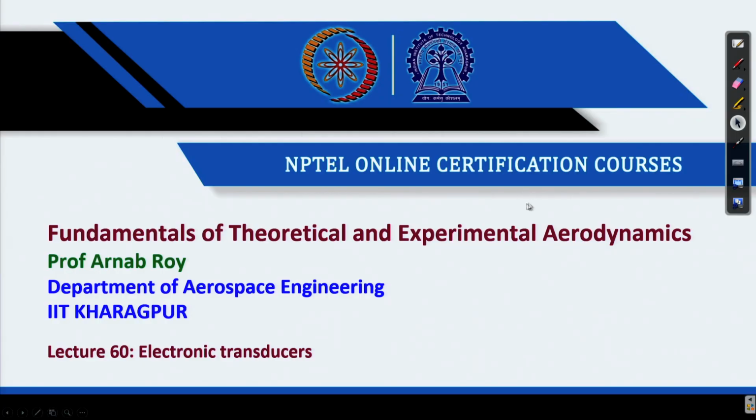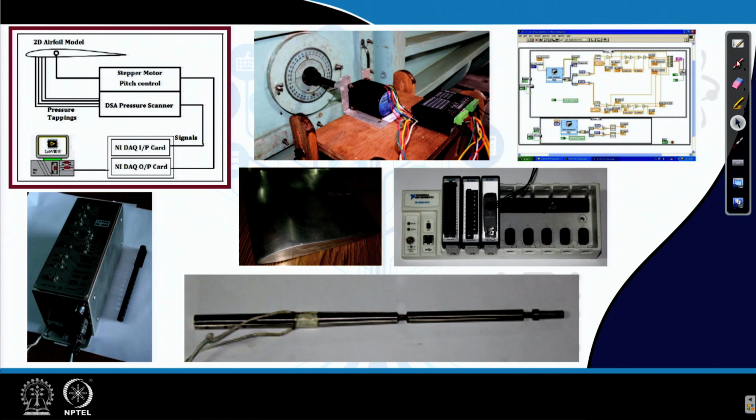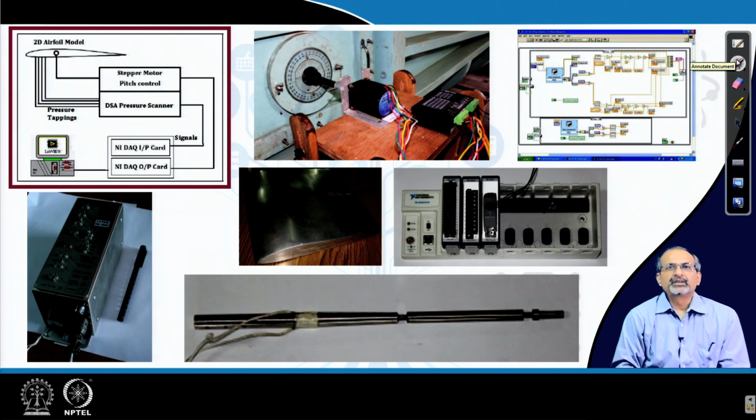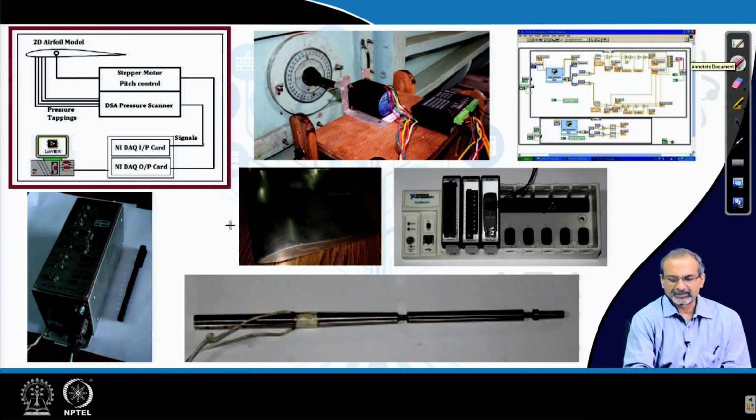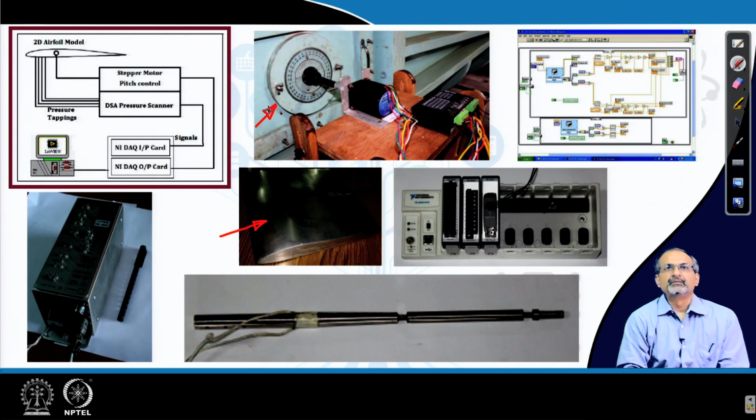In this lecture, let us discuss electronic transducers for wind tunnel experiments. In this slide, we can see a couple of pictures where you can see a small metallic wing model. You can see that the model has been inserted into the test section of the wind tunnel with a certain servo drive which can change its orientation. And then there is some electronic instrumentation associated with the servo drive, so that we can control it.